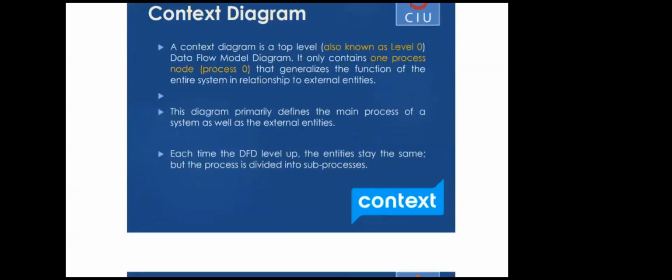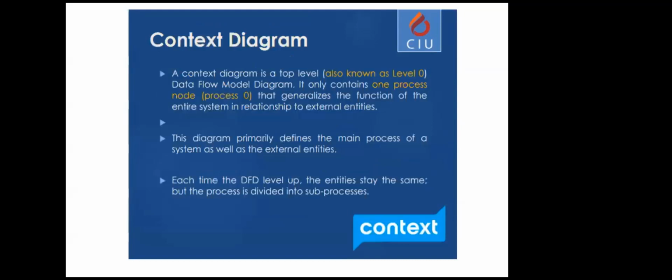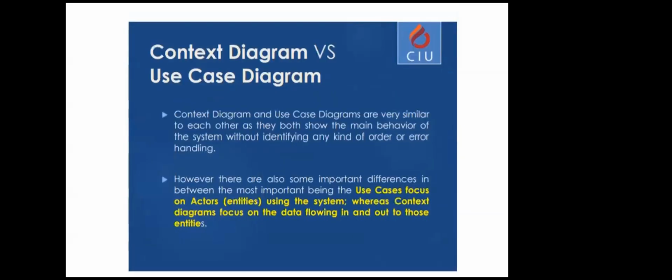Context diagrams, also known as level 0 diagrams, have only one process node and multiple external entities. The diagram primarily defines the main process of the system. This is where you start drawing the DFDs. Every DFD starts with a context diagram, also called level 0. They are sometimes compared to use case diagrams.